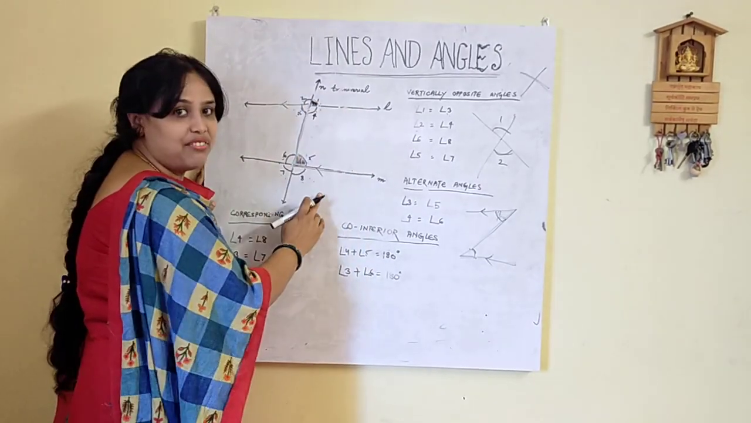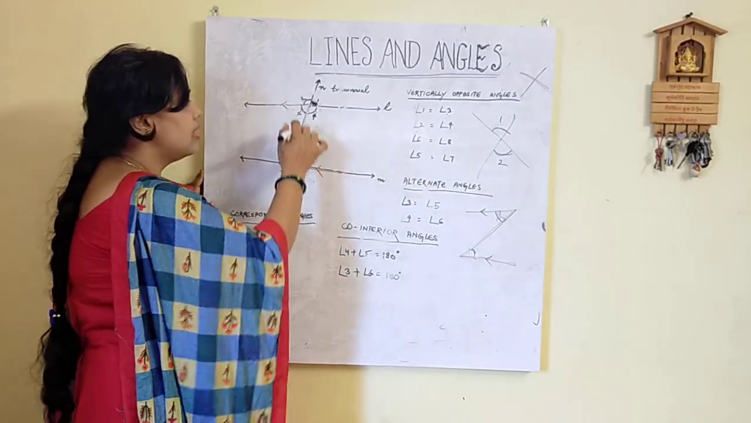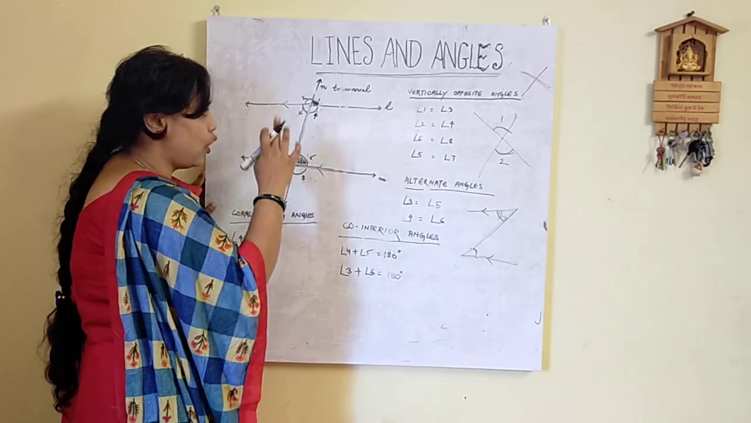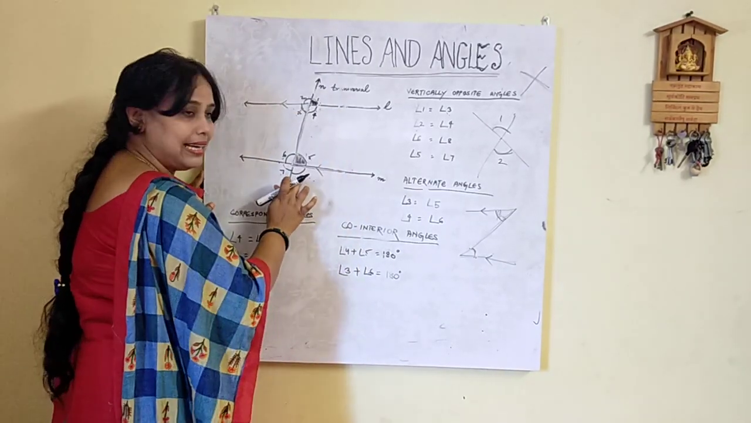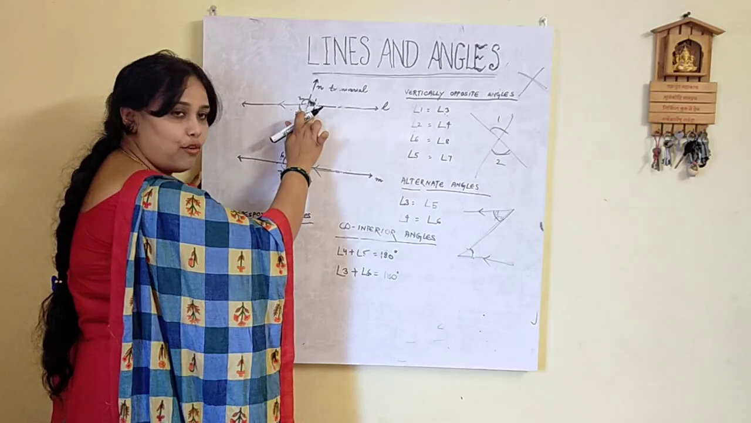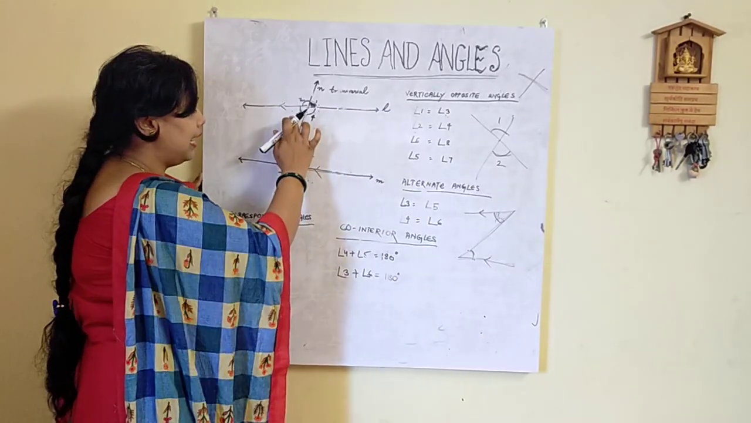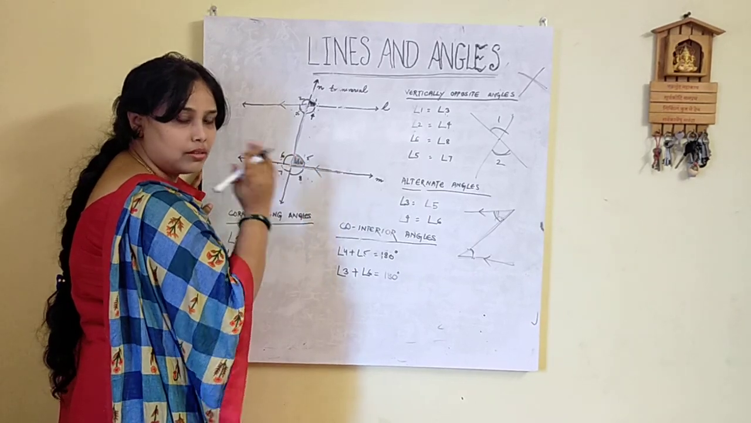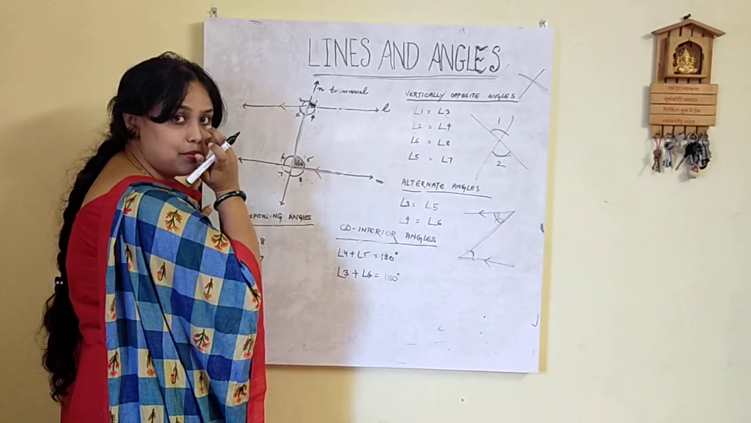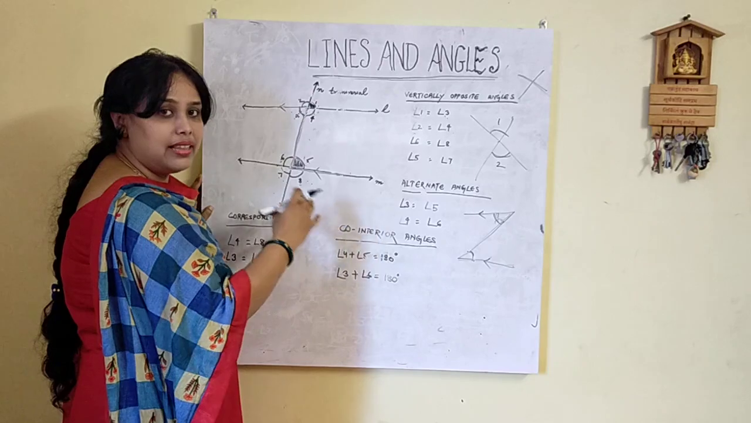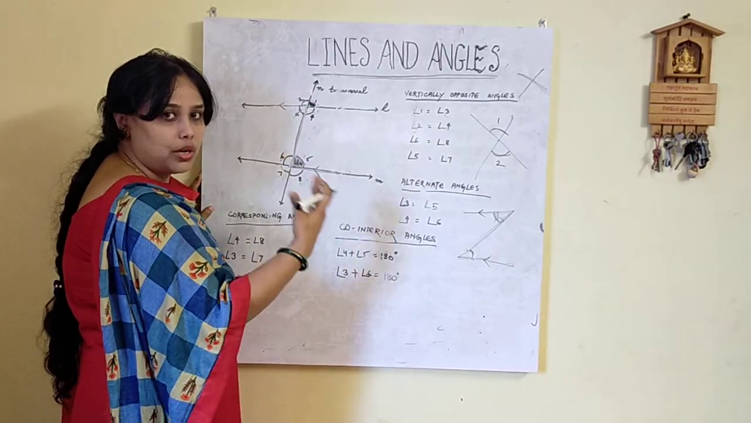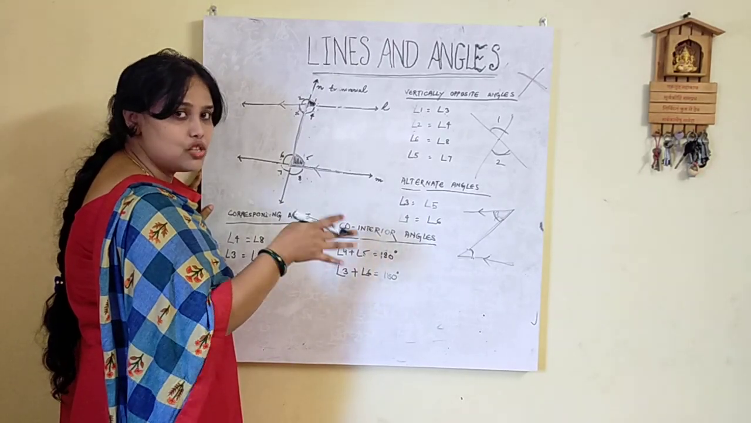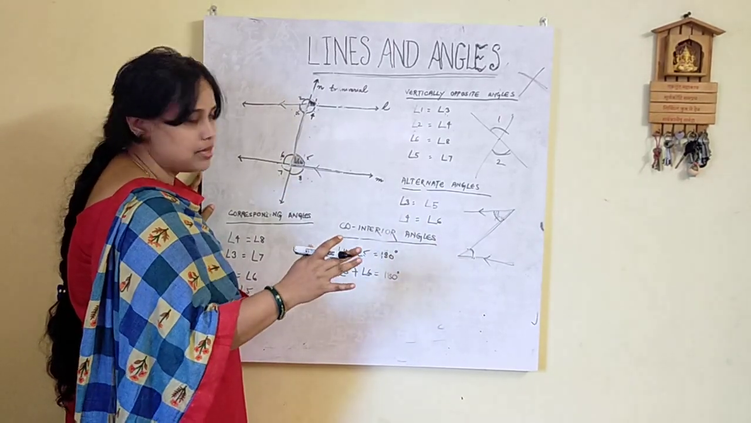Angle 1 and angle 5 are corresponding angles. Similarly, angle 2 and angle 6 are corresponding angles. Also, angle 4 and angle 8, and angle 3 and angle 7. So you should know, before you start doing the sums, what corresponding angles are, what alternate angles are, what vertically opposite and interior angles are. Until and unless you have the idea, you will not be able to do the sums.